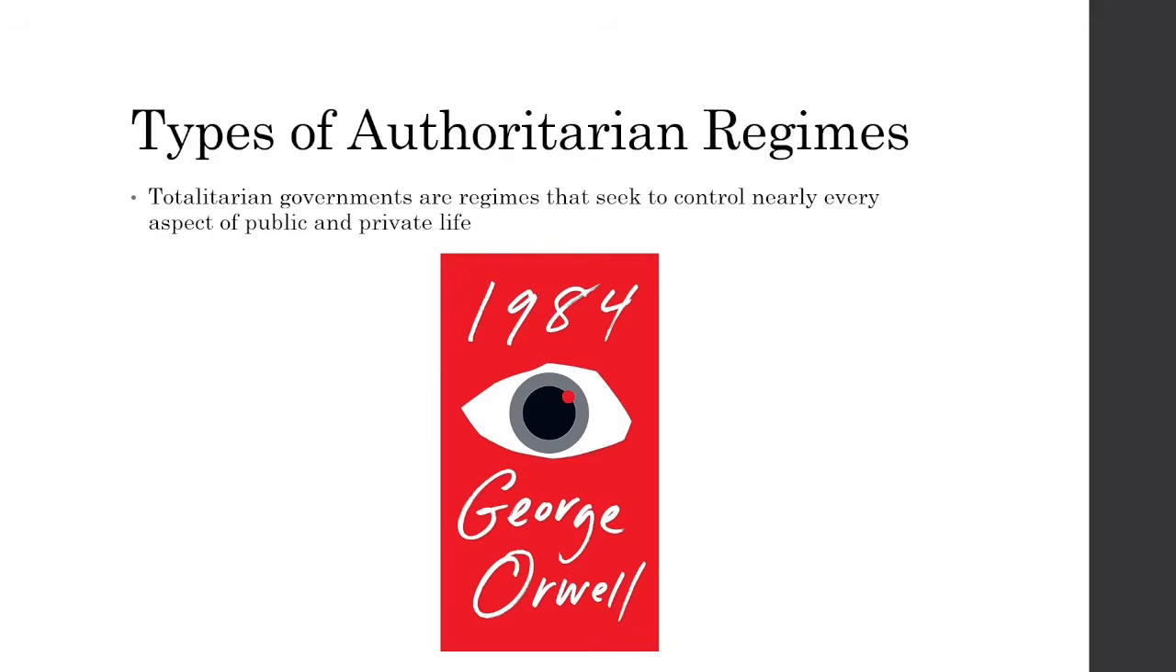So we have totalitarian regimes. If you read 1984 by George Orwell, I strongly recommend it if you haven't. This is pretty much a totalitarian regime. These are regimes that seek to control nearly every aspect of public and private life. They tell you who you date, who you can't date, how many kids you can have, where you go work, how much you spend on bread every day, how long you have to wait in line to get bread, that sort of thing.